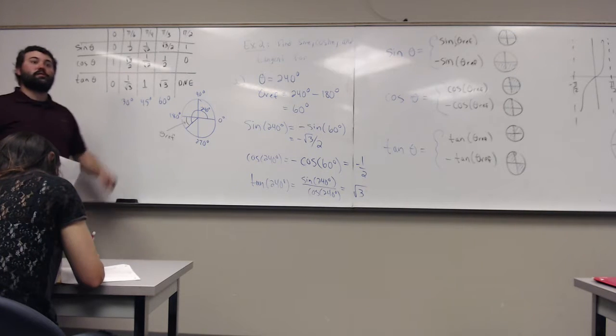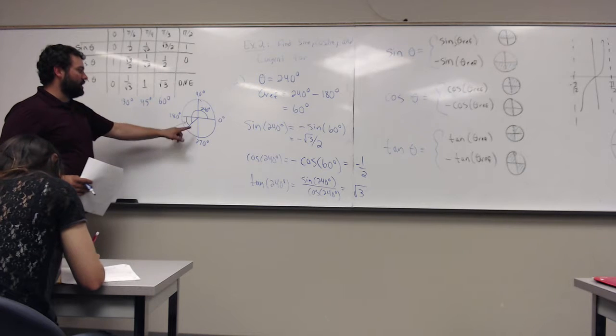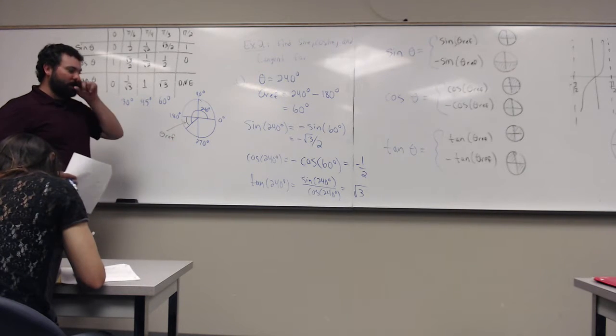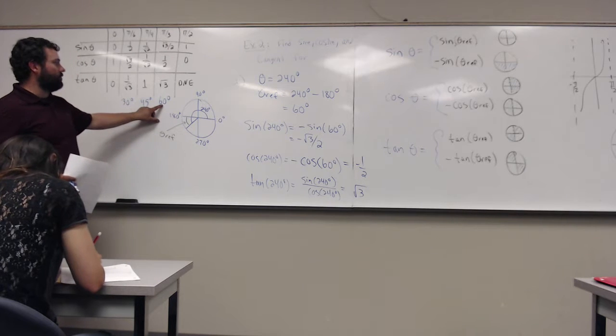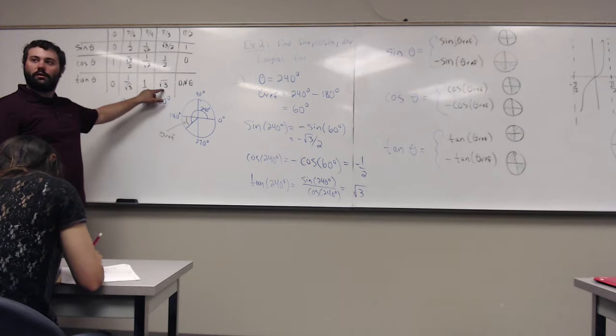You could also, what's that? It's also in the table. Yeah, because you could also say it this way: tangent is positive in the third quadrant. So tangent 240 is just the same as tangent of the reference angle 60 degrees, which Maddie, you said was in the table, it's root 3.